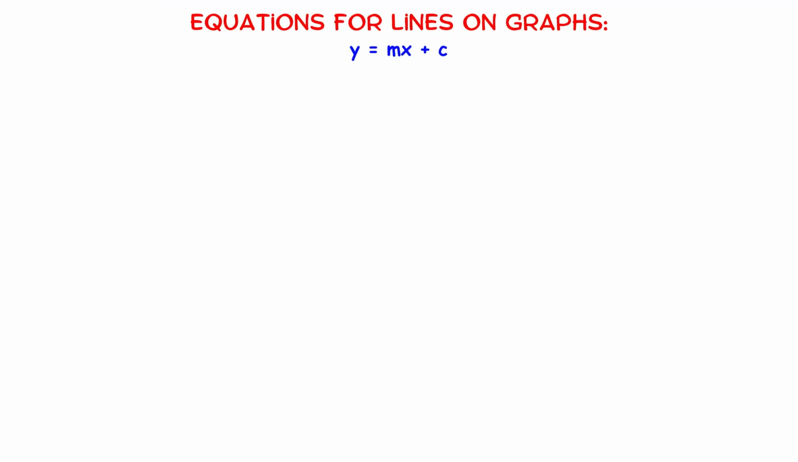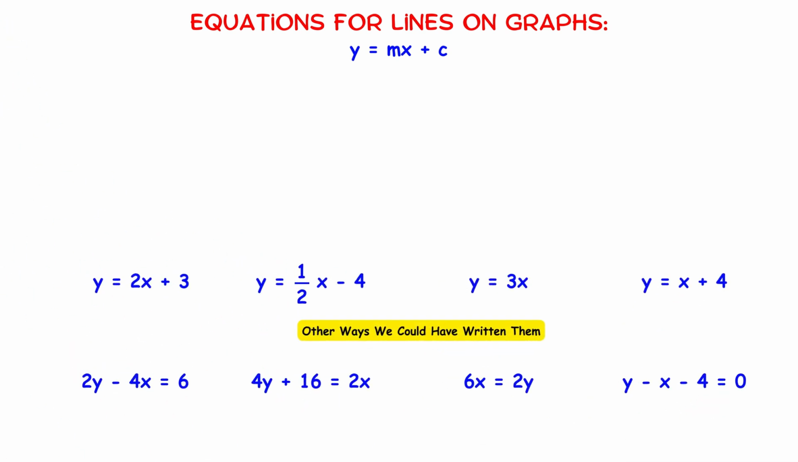In this video, we're going to look at why the equations for lines on graphs all tend to look like this rather than any of the other ways that we could have written them. Essentially, it's just for convenience by always writing the equations in the form of y equals mx plus c. See, they're all in the same format, which makes it easier to quickly compare them and imagine what they'd look like when drawn out on a graph.